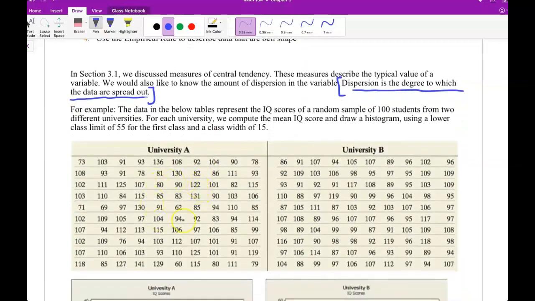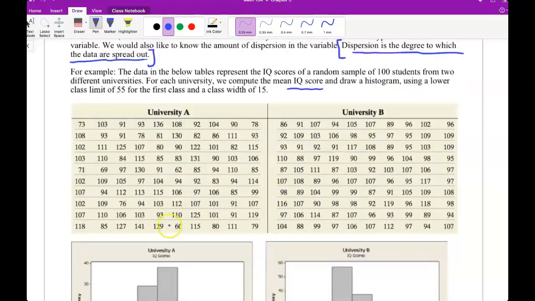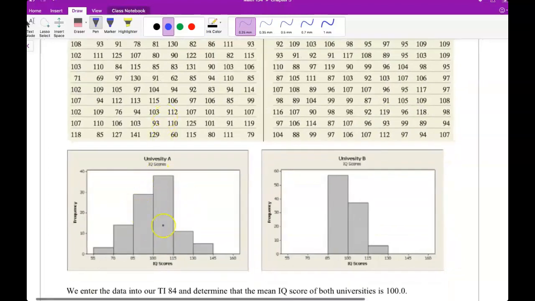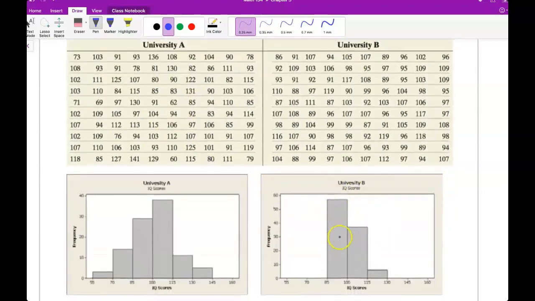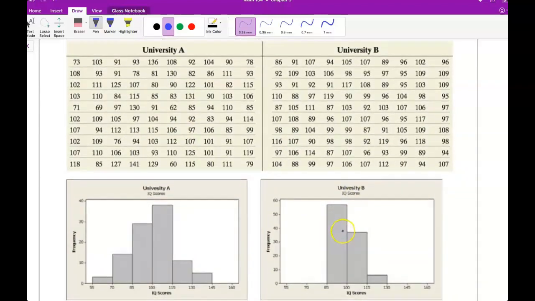In this example, we have two data sets. One is from University A, the other one is University B, and for each one we have 100 students. We compute the mean IQ score and also draw a histogram for each one. This is for University A, based on the data set we have here on top. And this is the histogram for University B.